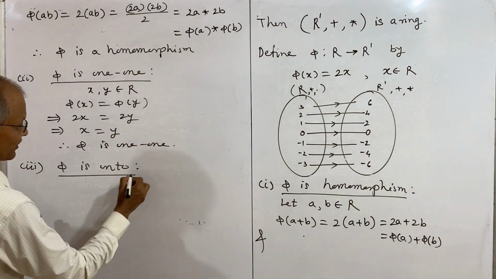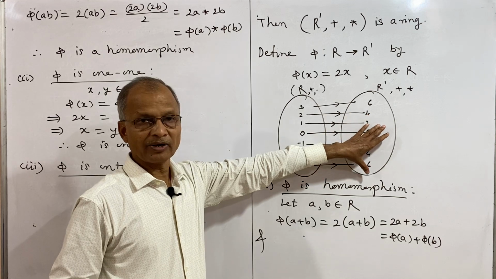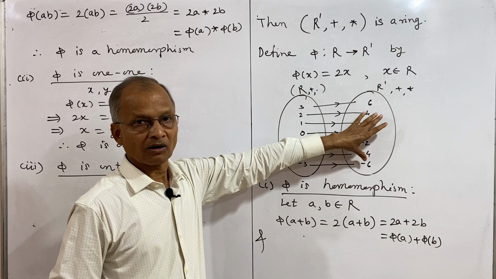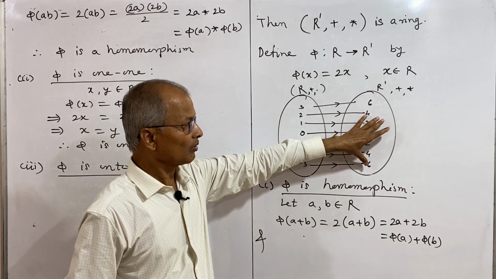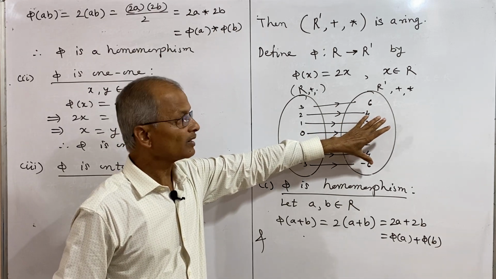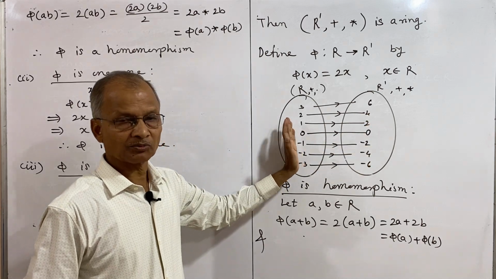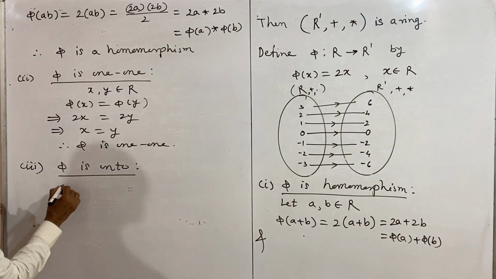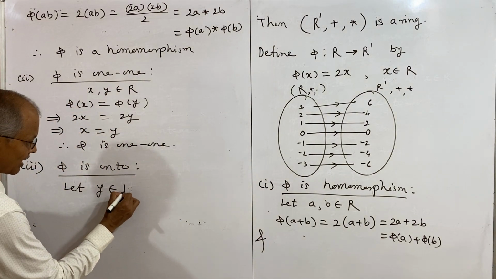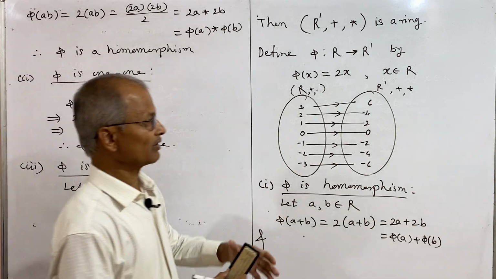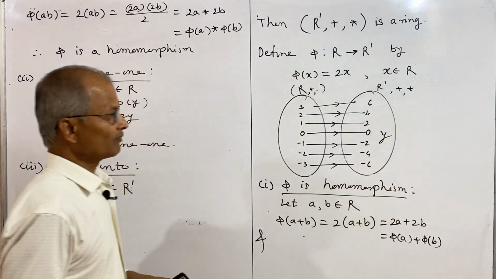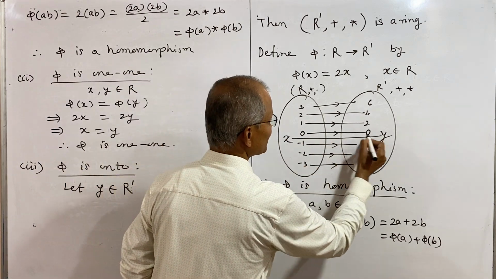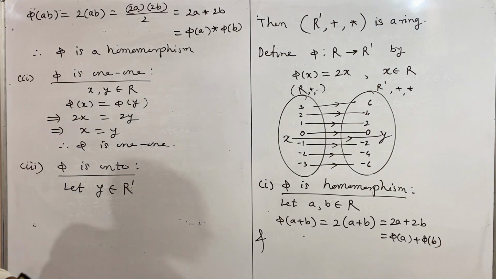Onto mapping is a mapping. Consider an element in the second set, the image set, or this codomain, and then we have to prove there exists an inverse image for every element of this. Consider an element, let y belongs to R dash. An element in this we have considered as y, and we have to prove there exists an x element here which is related to this y. Then the mapping is onto.